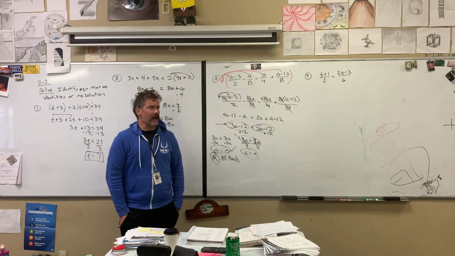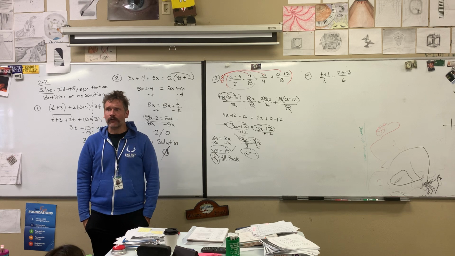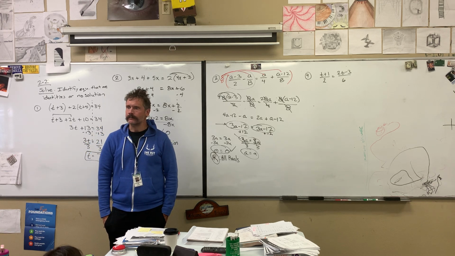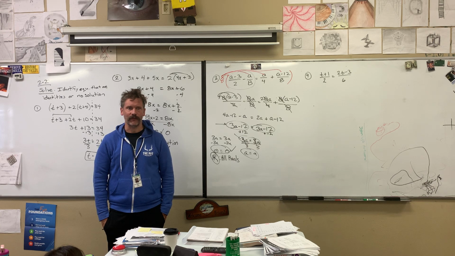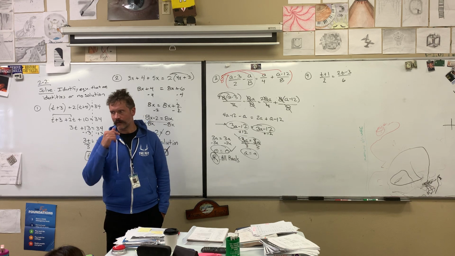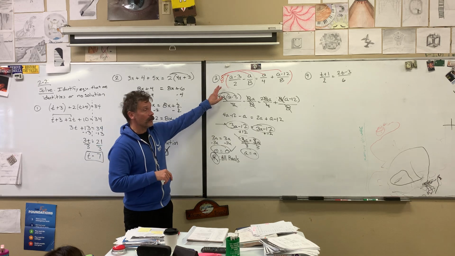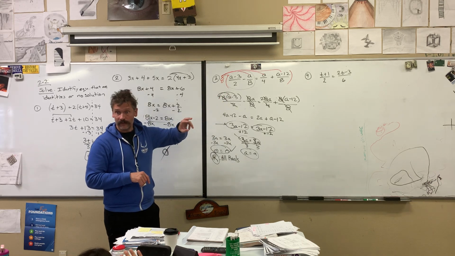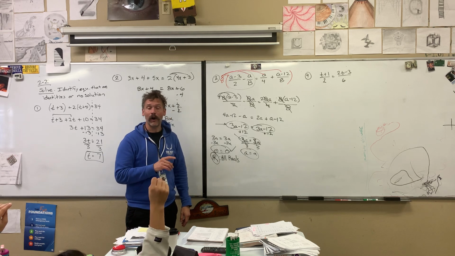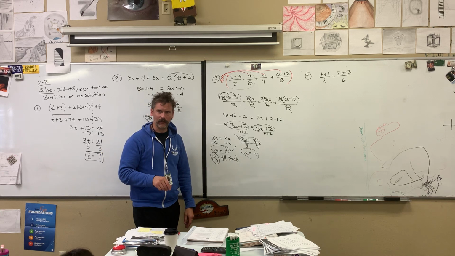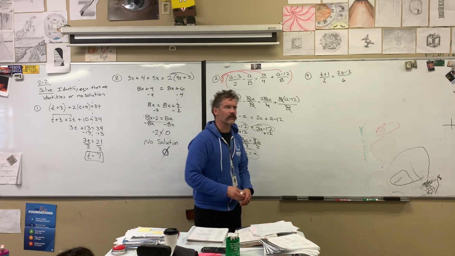In this case, you have a fraction equal to a fraction. Anybody have a mathematical pro tip of what we can do when we have a fraction equal to a fraction? We can either multiply by the LCD, which is six, or cross multiply. Have you guys done cross multiplication before?